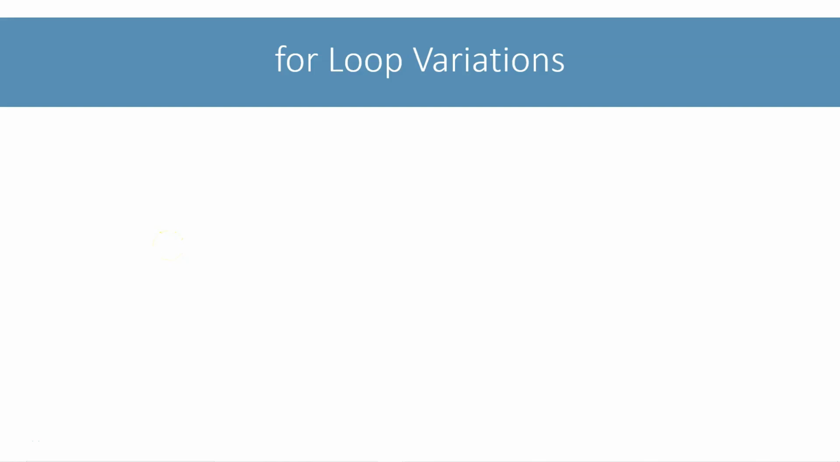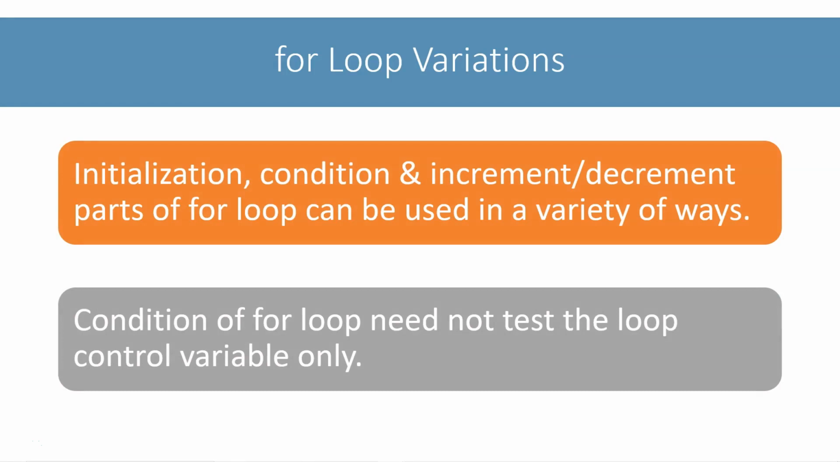In this lesson, we will look at a few variations of for loop. The initialization, condition, and increment-decrement part of for loop can be used in a variety of ways. This makes for loop a powerful and versatile looping construct. Using for loops, you can do all the things possible with while and do-while loops and much more than that.